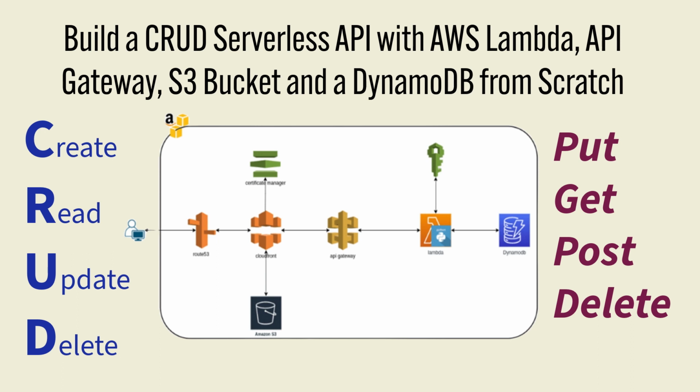We will cover everything from setting up our AWS environment, creating Lambda functions for each CRUD operation, configuring API Gateway to handle requests, creating an S3 bucket that will host our static website, and finally integrating DynamoDB as our database. So without further delay, let's just get into it.